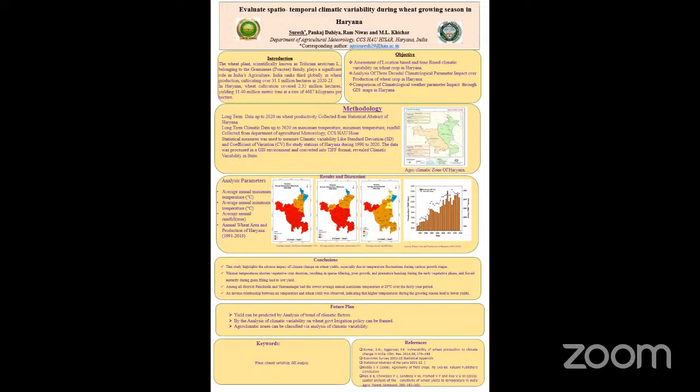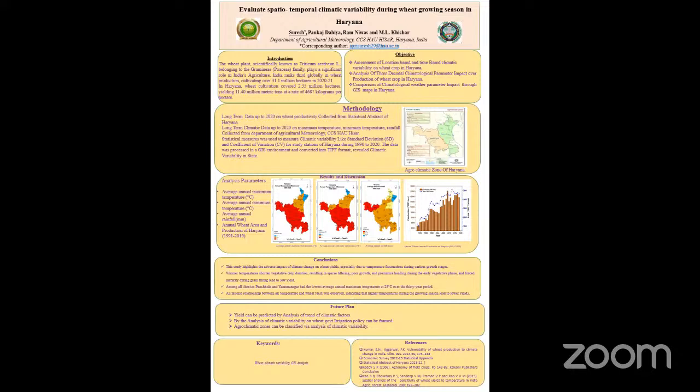If we discuss the maximum temperature, Panchkula and Yamunanagar districts recorded the lowest average annual maximum temperature, below 28 degrees Celsius, and likewise Bhiwani, Charkhi Dadri and Mahendragarh are on the higher side, with 32 degrees Celsius average annual temperature, and the rest of the districts lie between 29 and 30 degrees Celsius.